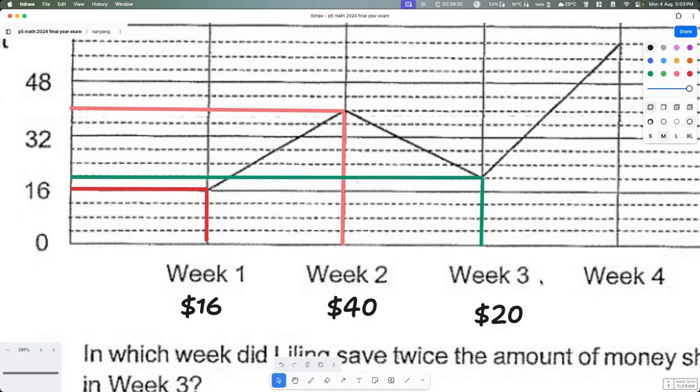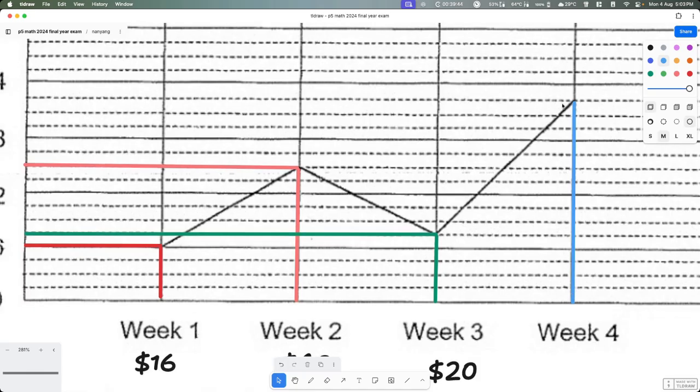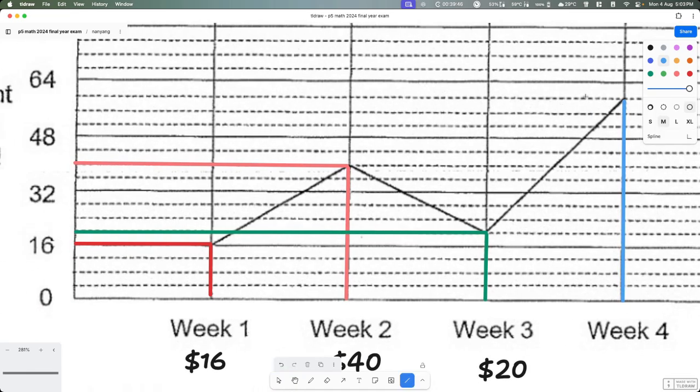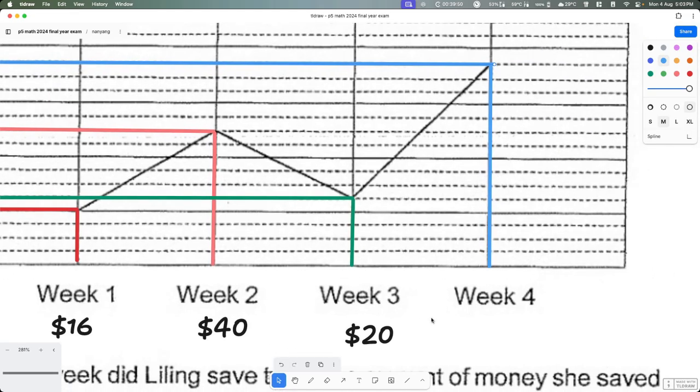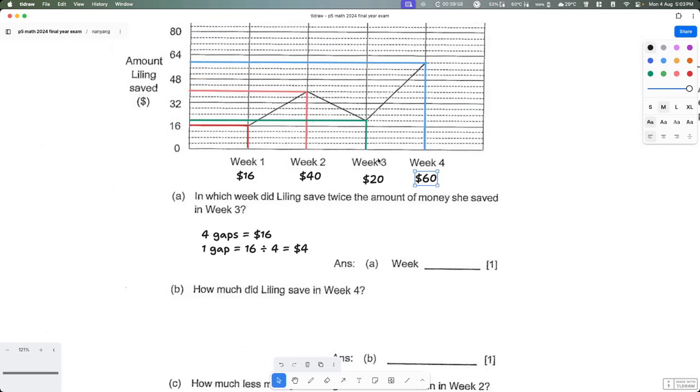Then the last one, week 4. Week 4 will be over here, right? Then we're going to drop down. So it's already $60, dollars 60. That's what I see over here. So now from here, I think we can get the answer.